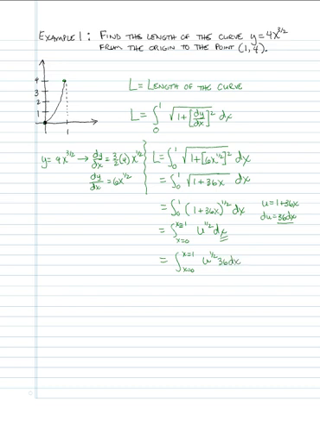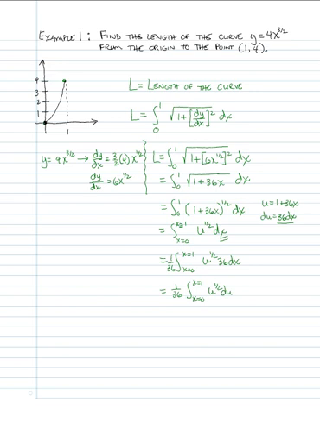So if I add this factor of 36 to the integrand, then I can compensate for that by putting a 1 over 36 out here. So my integral becomes 1 over 36 times the integral from x equals 0 to x equals 1 of u to the power 1/2 du.